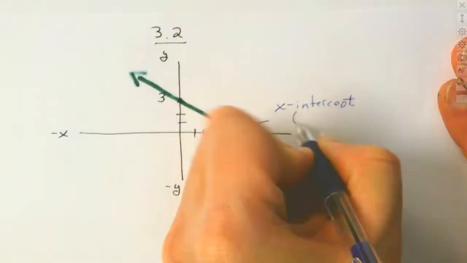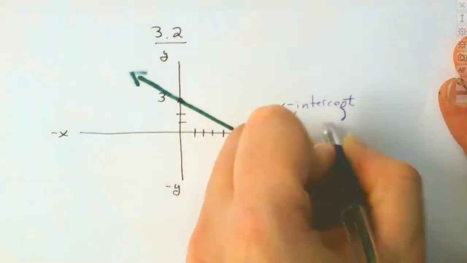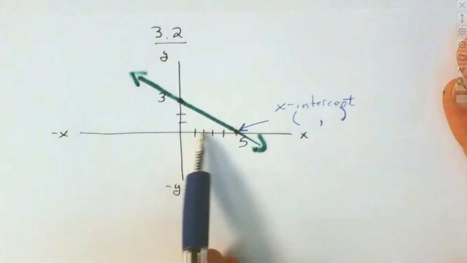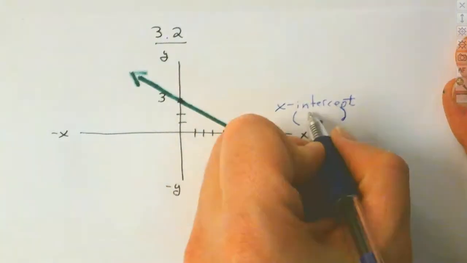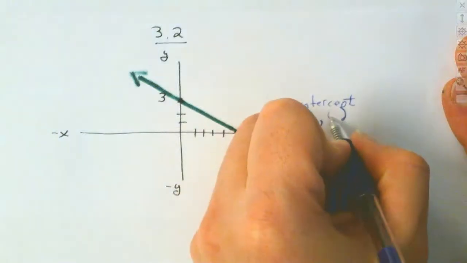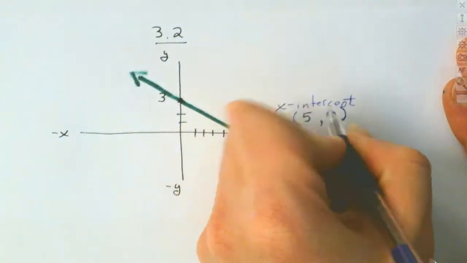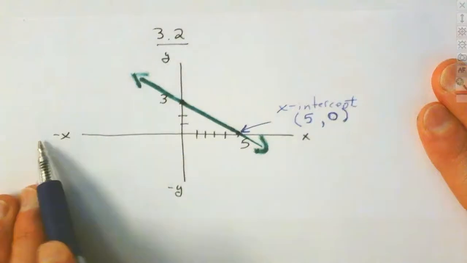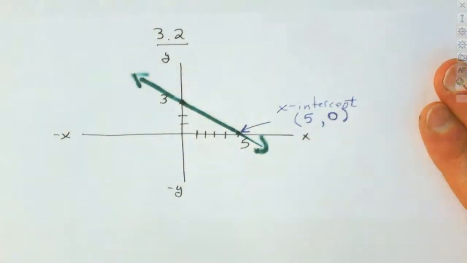And what would this be as an ordered pair? I want you to label it as an ordered pair. Well, remember, what value goes first? The x. And the x is the left and the right part. So what did we do? At this point, we went over what? Over 5 units. And we're at 0. So my x-intercept would be at 5, comma what? 0. Why is it the x-intercept? Because it crosses the what? X-axis, right?